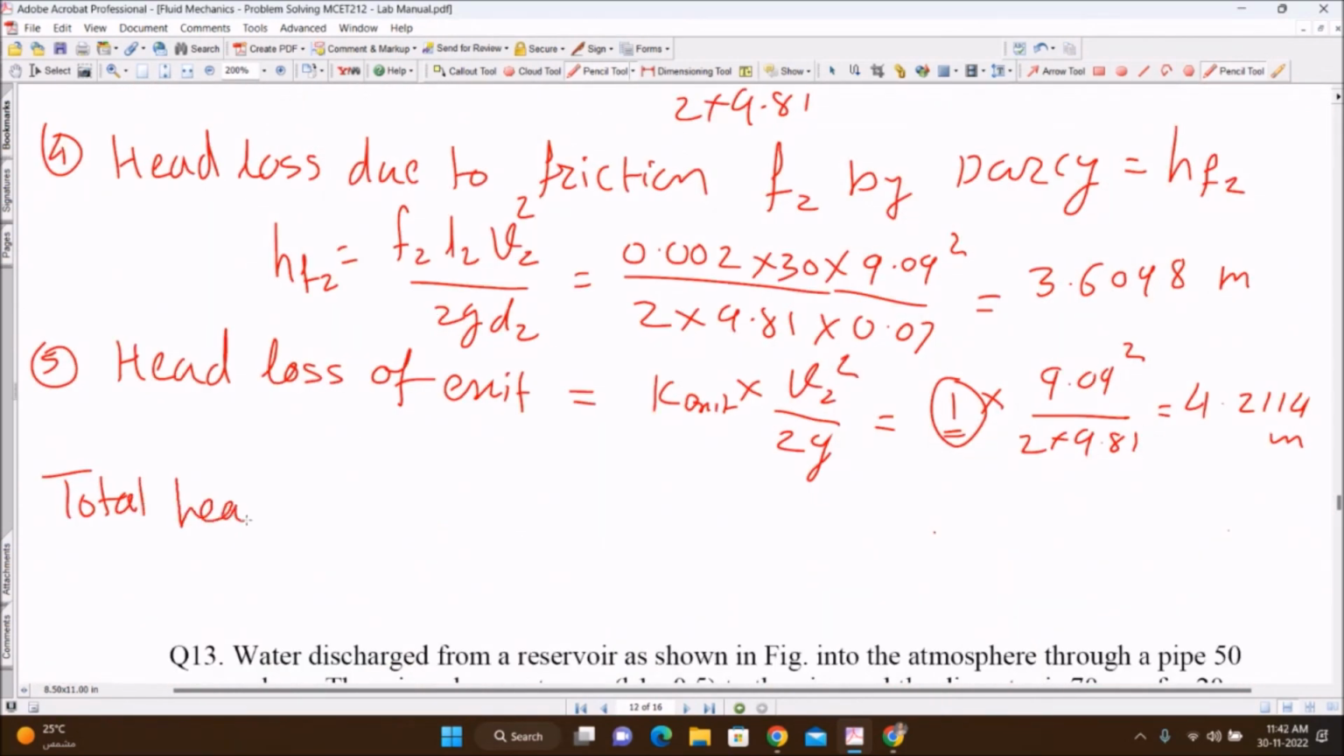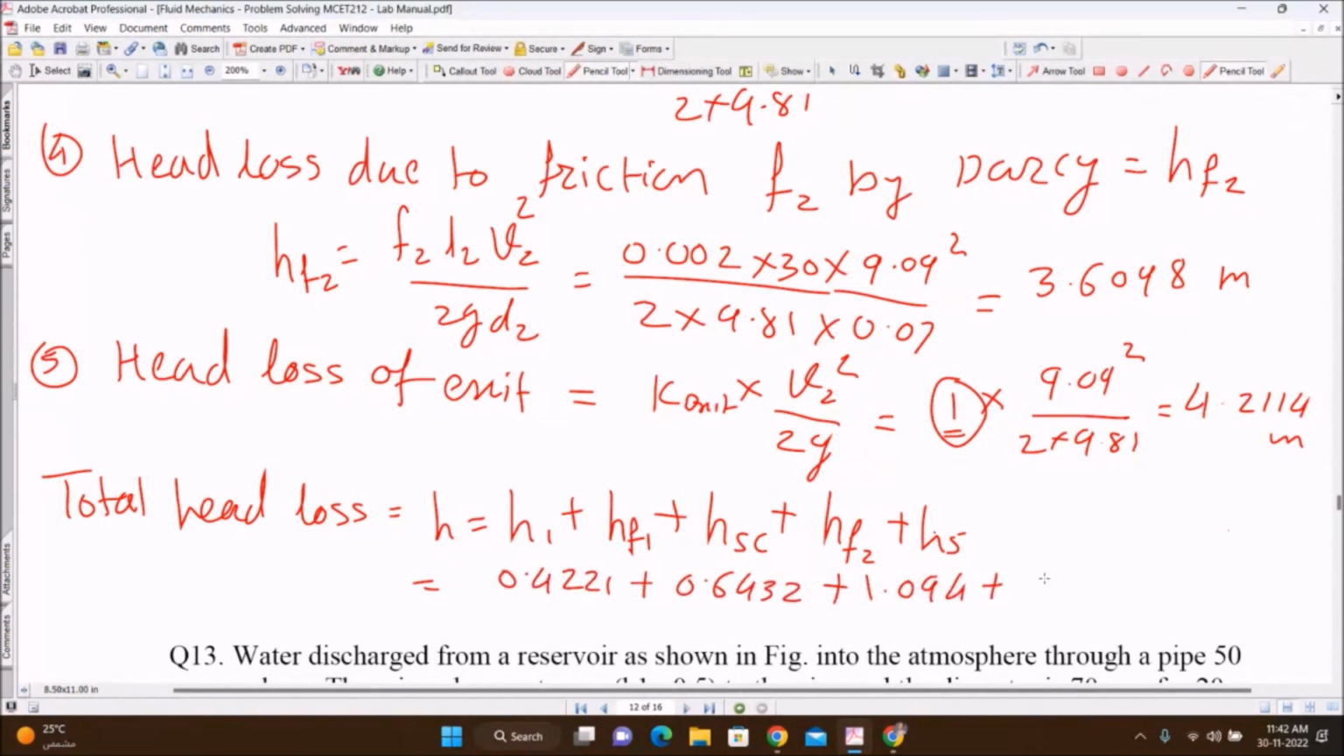Total head loss is equal to H, which is the addition of all: H1, that is entrance, plus friction factor F1, plus there is a sudden contraction, plus there is a friction factor for pipe 2, plus exit H5. And if you enter the values, 9.6805 meters of water. So this is the total head.